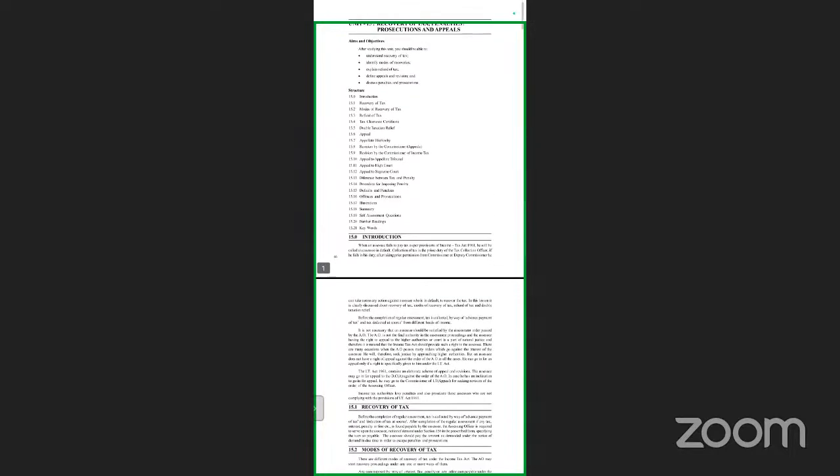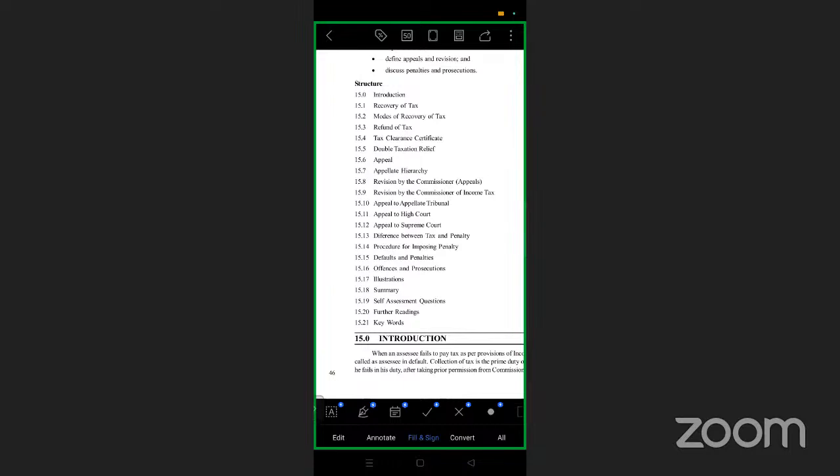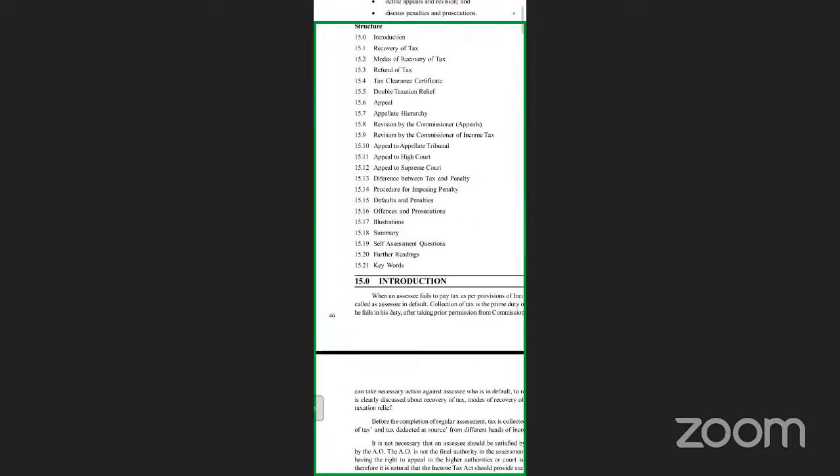So how to recover that tax from the SSC? What are the different modes of recovery of tax? Refund of tax, tax clearance certificates, double taxation relief. If you are paying double, what happens? And as an SSC, if you have an appeal, your part you are paying correctly, but still you receive something else and you want to complain. How to complain? That is the appellate authority, available at tribunal level, high court level, supreme court level. All that we will be discussing here.